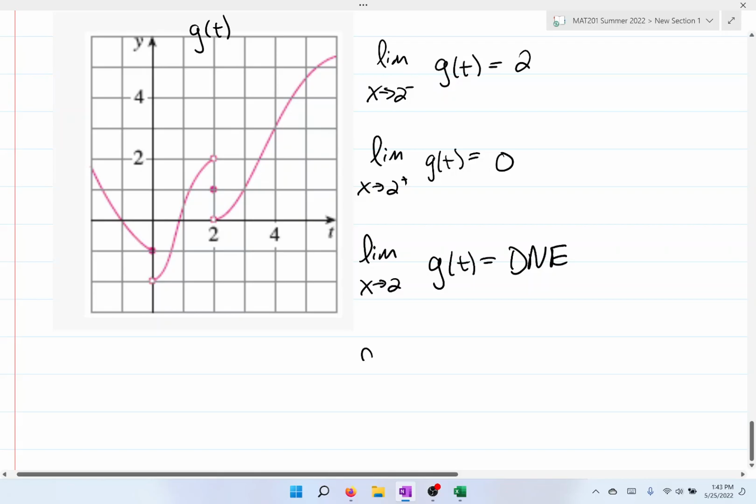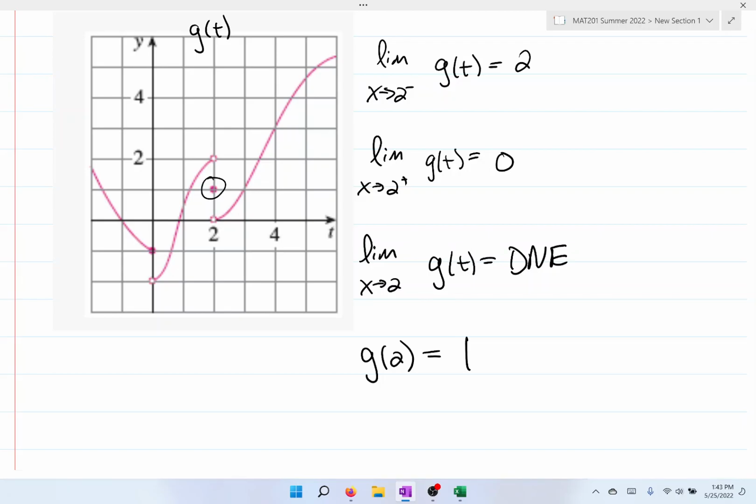And then finally, if I ask you to evaluate g of 2, well, that answer is going to be 1. And that's because of the solid dot right there in the middle. It's defined at t equals 2, and what is that output? It's going to be the value of 1.